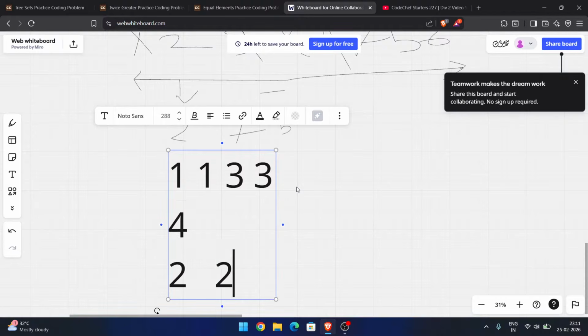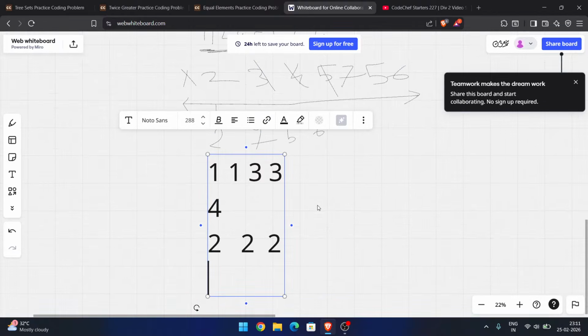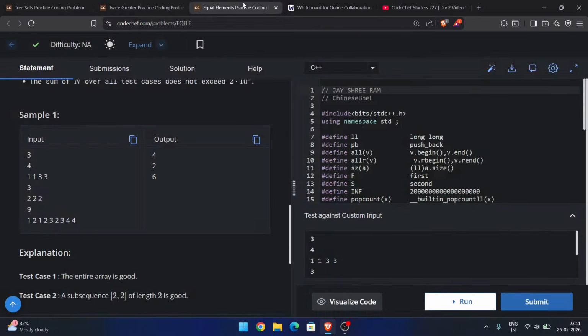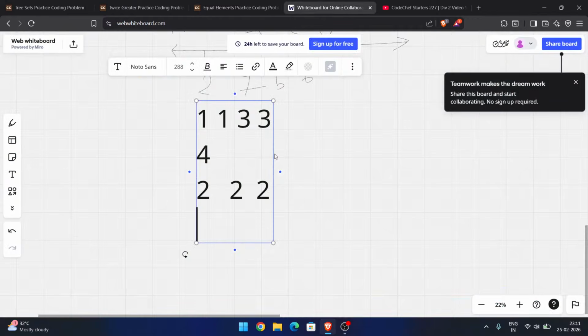Now for the next, it would be 2, 2, and 2. So what is the max I can get here? The maximum I can get here is 2 only, because the question says it should be of even length only, and every adjacent element should be the same. So I can just take 2 and 2 only.